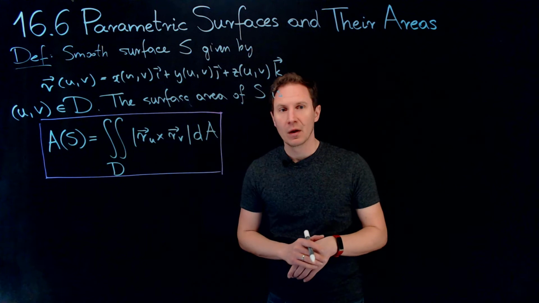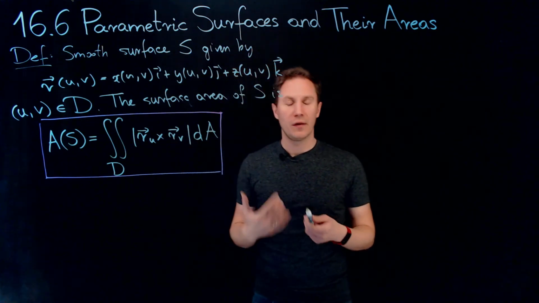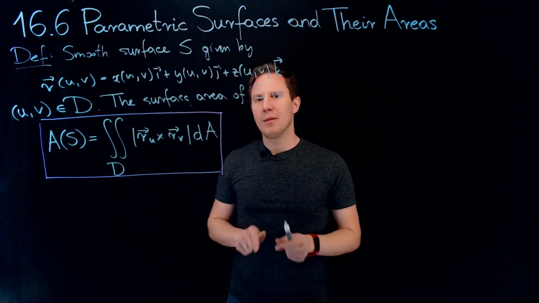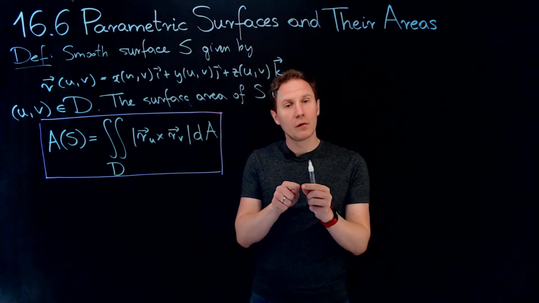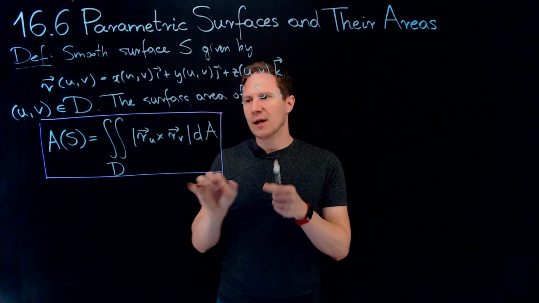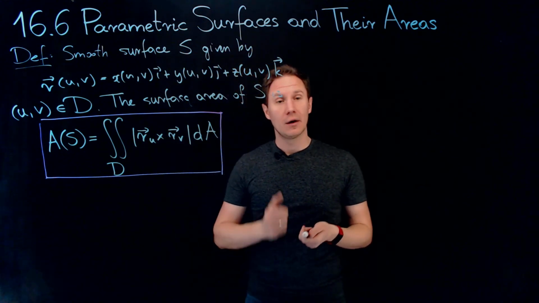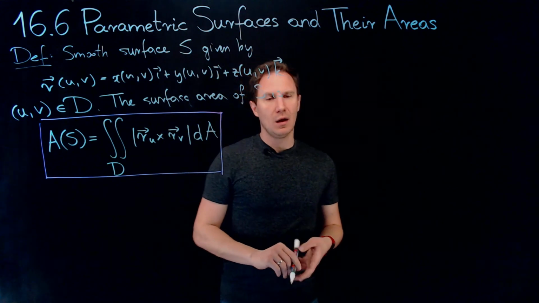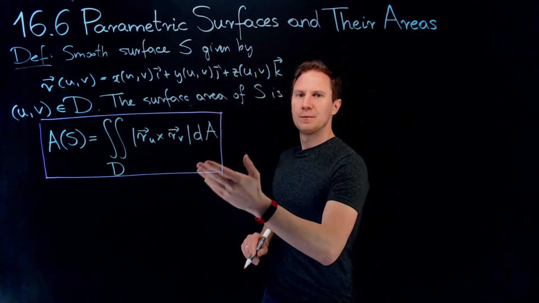domain D. This result comes from the fact, which we've seen before, that each small area element on the surface can be approximated by the area of the parallelogram spanned by the tangent vectors r_u and r_v, and the area of that parallelogram is the length of the cross product of these tangent vectors. That is why we find the surface area via this integral.